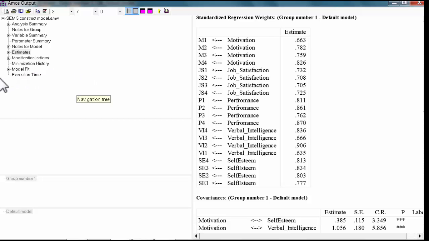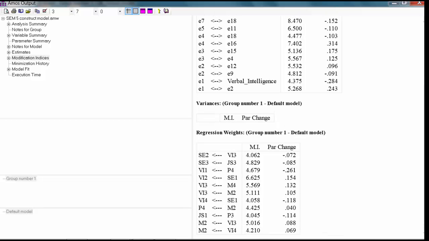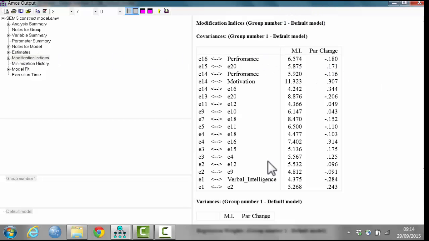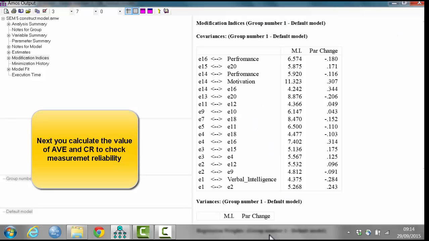But before we do that, let's have a quick look at the modification indices. You can see nothing greater than 20 here and nothing greater than 20 here. There is an information here that motivation may be related to error 14, but you don't mess with errors, so we'll keep it as is. Fantastic. Our confirmatory factor analysis has worked.